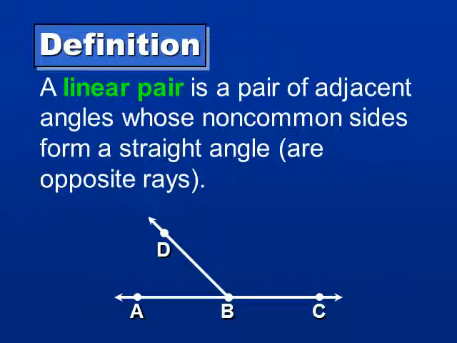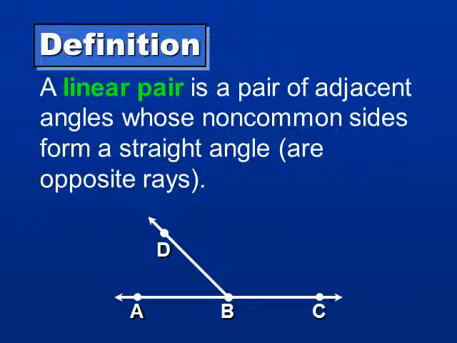Okay, so if you remember, we only know the definition of one kind of pair of angles, that's adjacent angles. That's what we learned in the last section. So we're going to talk about four other pairs. The first one is a linear pair. They're adjacent angles whose non-common sides form a straight angle, or you could also say they were opposite rays.